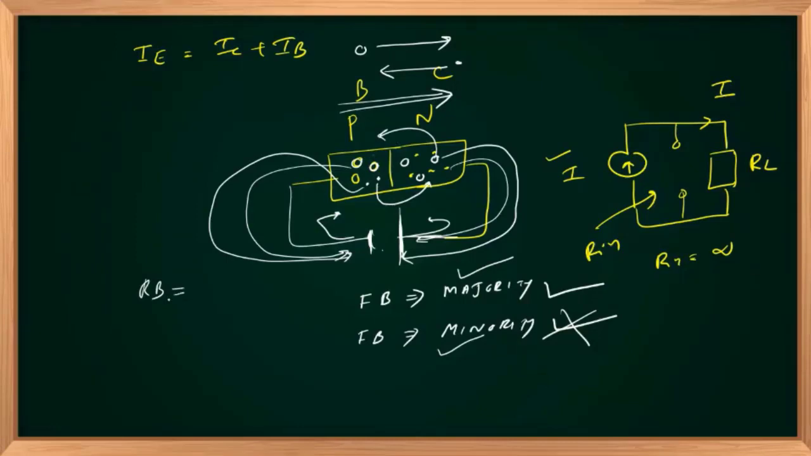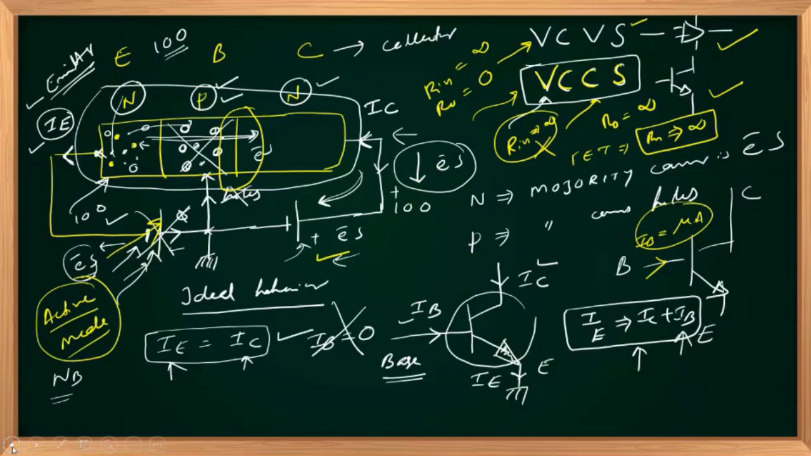minority holes in the N region. So a reverse biased junction will not allow majority carriers to cross the junction, whereas a reverse biased junction will allow minority carriers to cross the junction. So the emitted electrons in the case of an NPN transistor are minority carriers in the base region. To pass those minority carriers that came from the emitter region, the second junction or base collector junction should be reverse biased. So that's why we are reverse biasing.